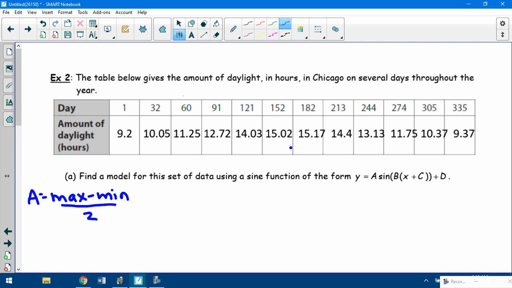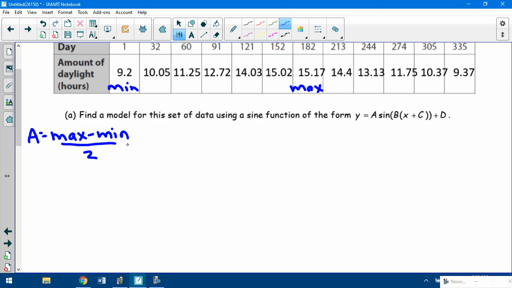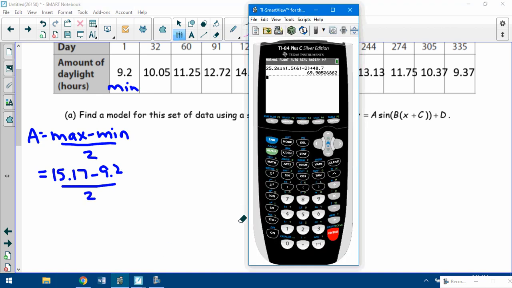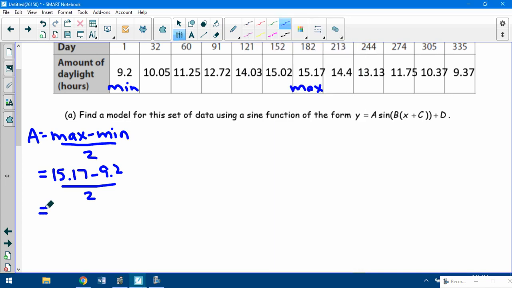It's right here, 15.17. And the min looks like it's 9.2. Okay, so we're going to have 15.17 minus 9.2, all divided by 2. 15.17 minus 9.2. Hit enter before you divide by 2, and you get 2.985. That's our A value.